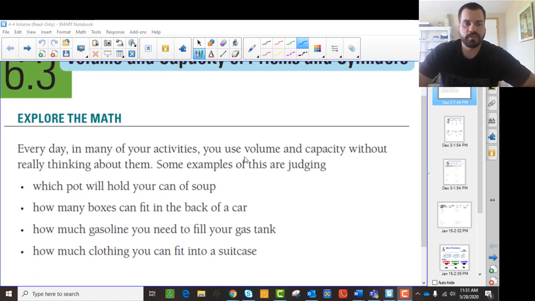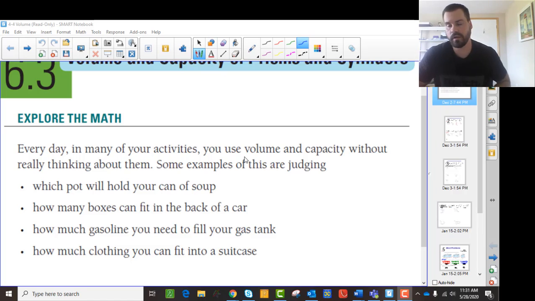There's just a few examples here. You take a can of soup, you want to cook it, and you have to figure out, is the pot that I have going to hold it? So you sort of look at it, ballpark it, and say, yeah, it's going to hold it. Same thing with fitting something in the back of your car.